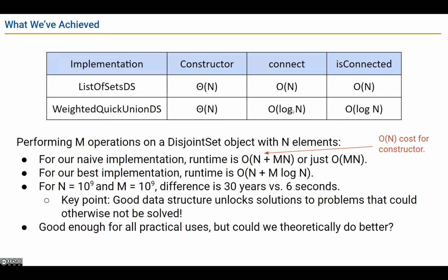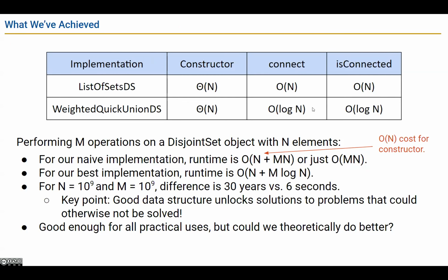So I will not run through all the math here, but basically this example shows you that by having a good disjoint sets implementation, by switching from this ugly, slow list of sets to this beautiful, fast weighted quick union, your runtime, if I plugged in some numbers, went from 30 years to perform some set of operations to 6 seconds. So it makes a really big difference. By using a good implementation, you've actually unlocked problems that otherwise would be unsolvable. If we were stuck with list of sets, we would not be able to solve this problem with these numbers of operations because it would take 30 years. But if I use my really fast weighted quick union, it takes only 6 seconds.